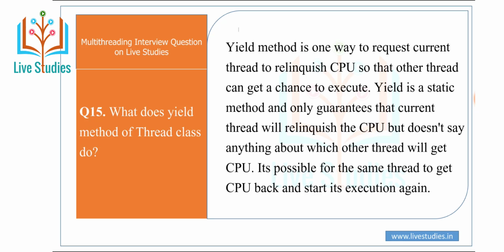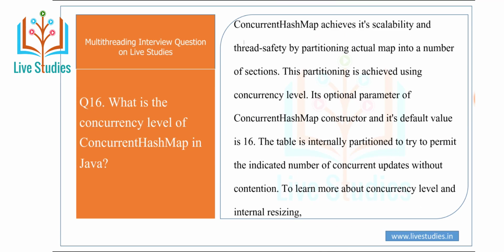Okay, move to another question. What does the yield method of the Thread class do? The yield method is one way to request that the current thread relinquish the CPU so that other threads can get a chance to execute. It is a static method and only guarantees that the current thread will relinquish the CPU, but doesn't say anything about which other thread will get the CPU. It is possible for the same thread to get the CPU back and start its execution again. Move to another question.